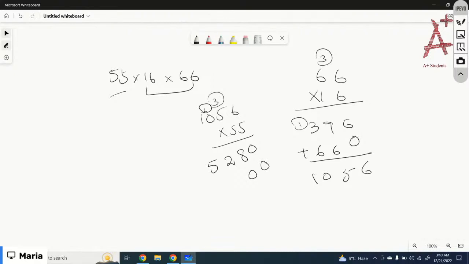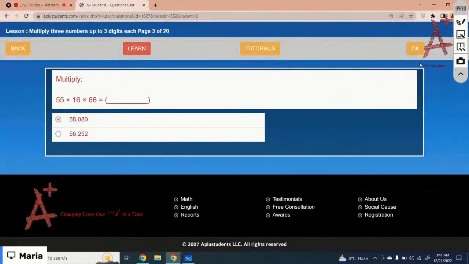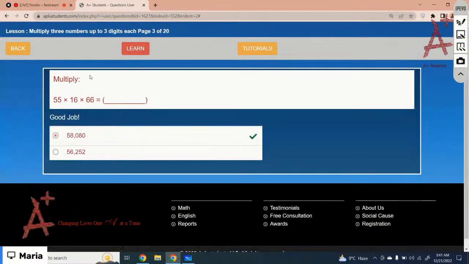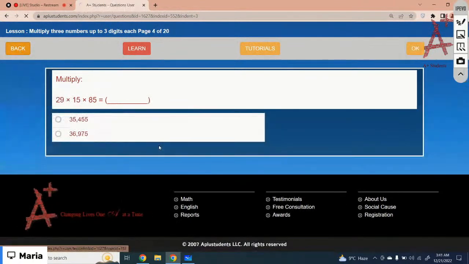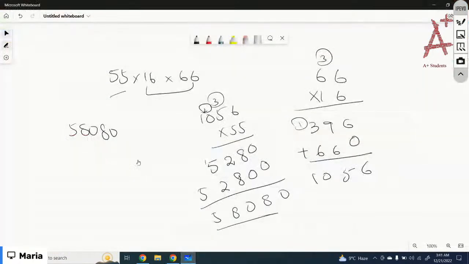So it would be 5 times 6 is 30, 0, 3 carry. 5 times 5 is 25 and 3, 28, 8. 5 times 5 is 25 and carry 2. It would be 2 and 5 times 1 is 5. Just add 0, 8, 10, 5, 6, 7, 8, 5. It would be 58,080. Got it? So just select the correct option and click on the OK button. Got it? It's a bit long, but you have to complete the lesson by yourself later today.